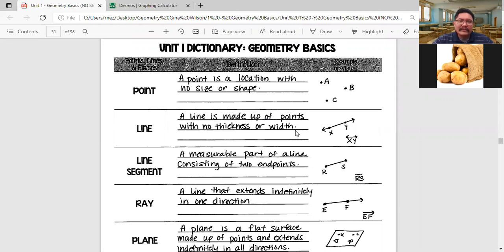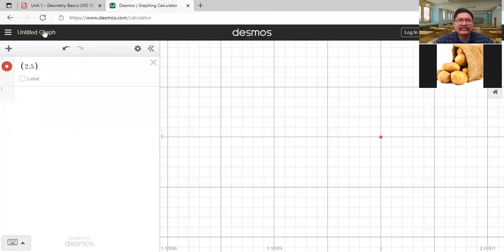Now, if you take two of those points, so here I have point X and point Y, and I join them with a line, so just draw a line between them, then you have the next figure, a line. And a line is made up of points, and then it also has no thickness or width. And to show you, I'm going to go back to Desmos really quick. And to go to Desmos, you just type in DESMOS.